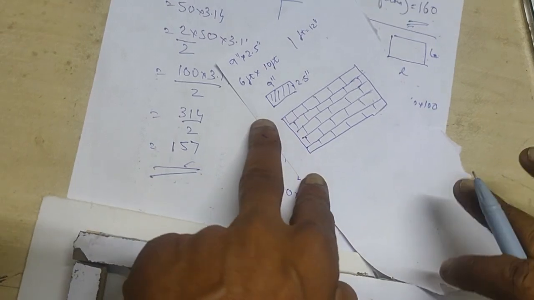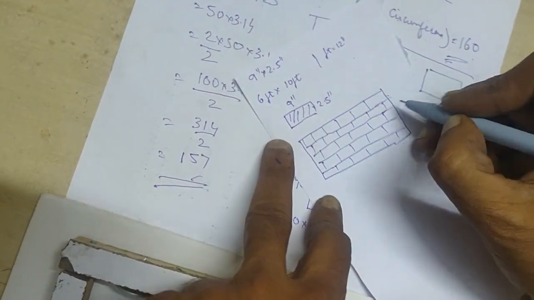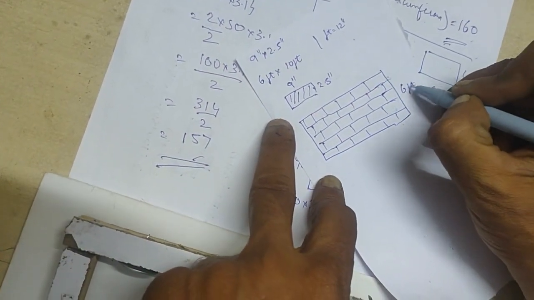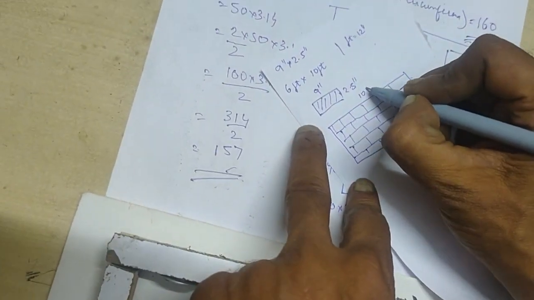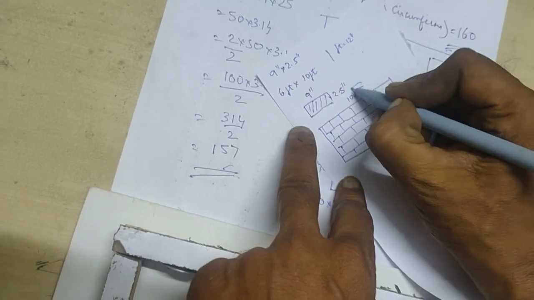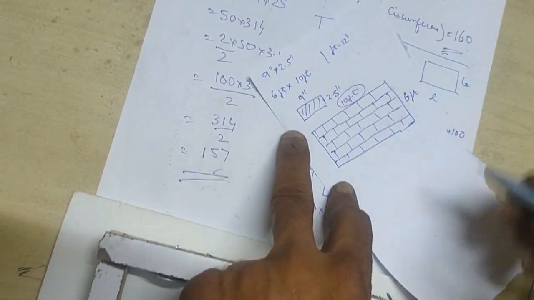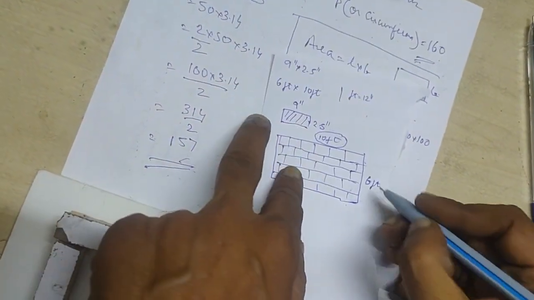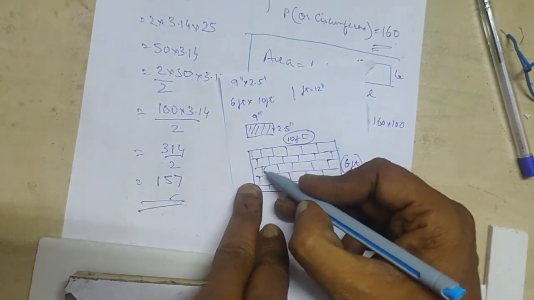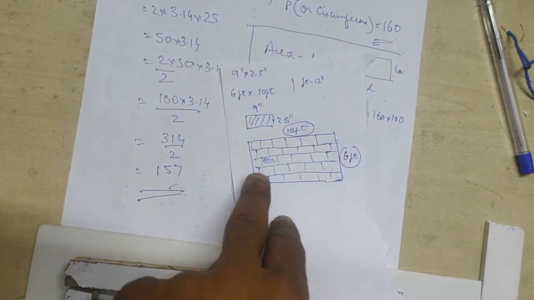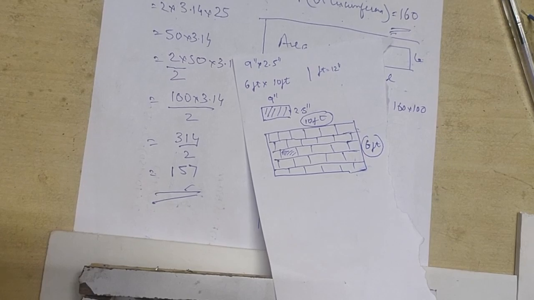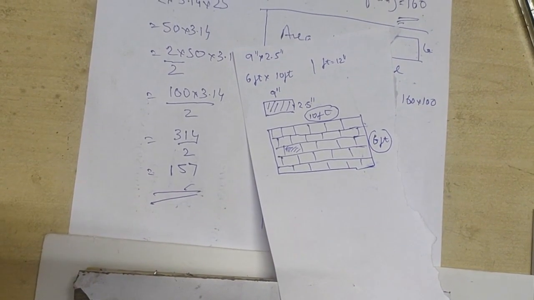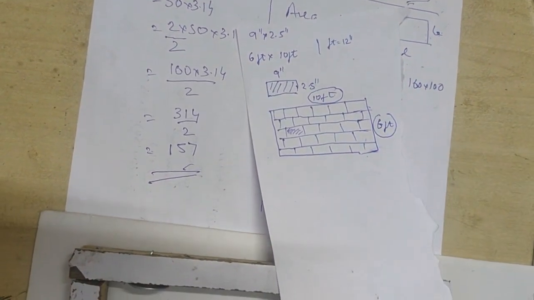We got a wall here. This wall is basically, the height is 6 feet, okay, and the length is 10 feet. Okay, you have to make a wall. The length is 10 feet and the height is how much? 6 feet. Okay, one brick, this is a single brick. Okay, I know the size of a single brick. It's 9 inches by 2.5 inches. So now my question is, how many bricks will be required to make this wall?